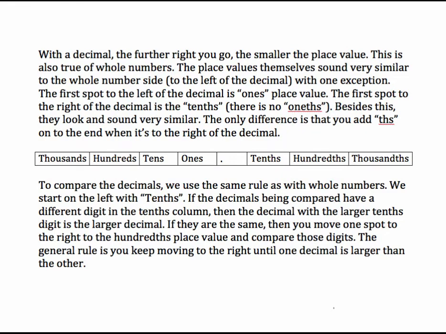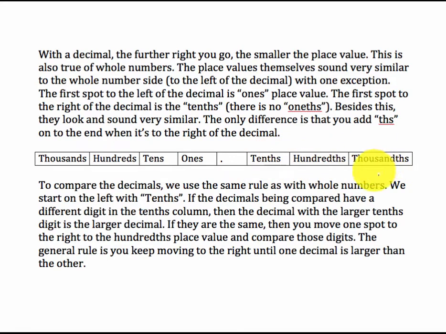With a decimal, the further right you go, the smaller the place value. This is also true of whole numbers. The place values themselves sound very similar to the whole number side, with one exception. The first spot to the left of the decimal is the ones place value. The first spot to the right of the decimal is the tenths. There is no oneths. Besides this, they look and sound very similar. So we have the tens column, the tenths, the hundreds, the hundredths, the thousands, and the thousandths. The only difference is that you add the THS, see here, here, and here, onto the end of each place value.